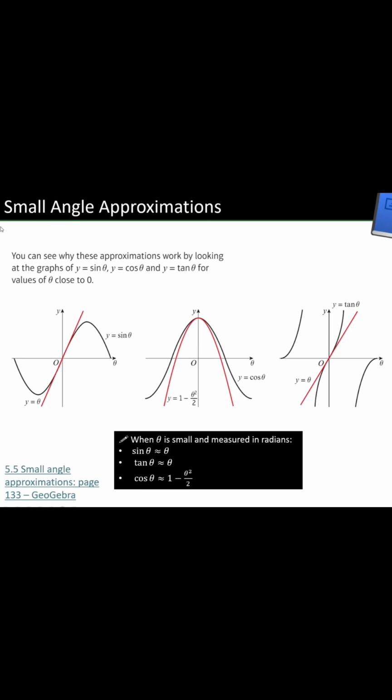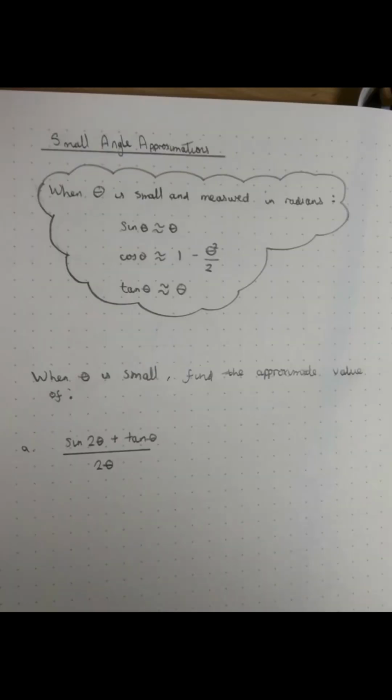So as we can see here, these are the small angle approximations it's showing you again. So y equals theta, y equals sine theta. So sine theta is roughly equal to theta when we have small values of theta. Here we have 1 minus theta squared over 2, y equals cos theta, they're roughly the same. So cos theta is roughly equal to 1 minus theta squared over 2, and y equals theta, y equals tan theta, they are roughly equal. So tan theta is roughly equal to theta for very small values of theta.